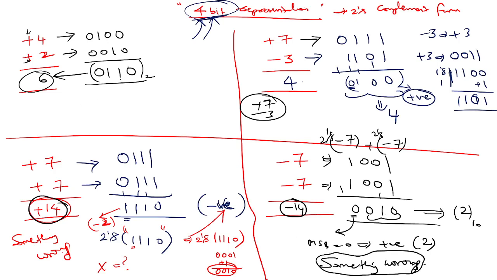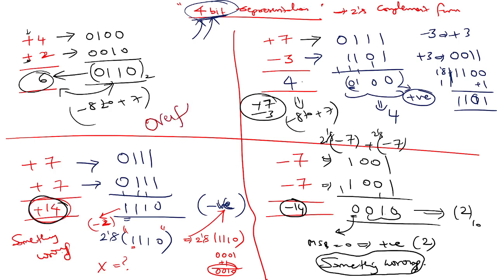Now you look at this result. This is fine, right? Why? Because this is in the range of -8 to 7. This is also fine, right? Because that result is in the range of -8 to 7. This is called as what? Now you understood what this is called? Overflow. Right? So what are those? Overflow. These are the two examples where overflow has happened.